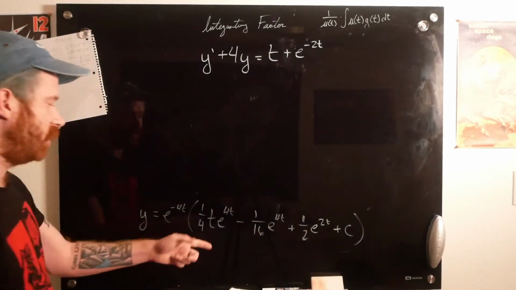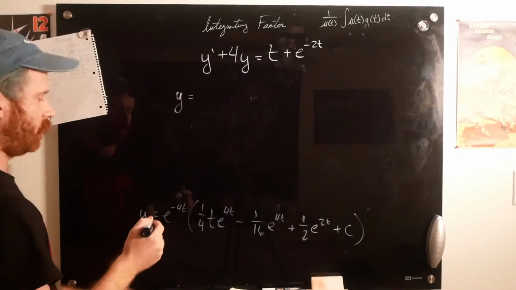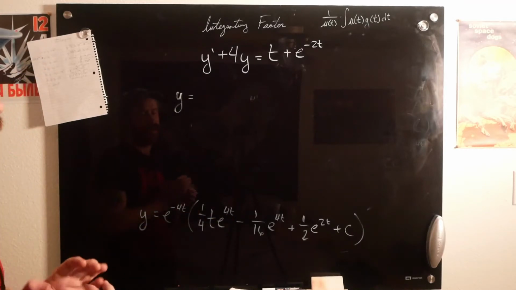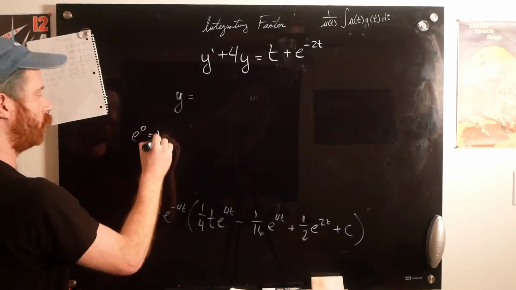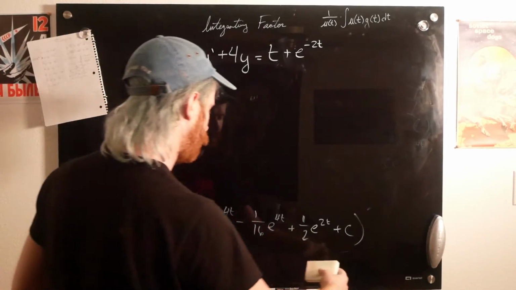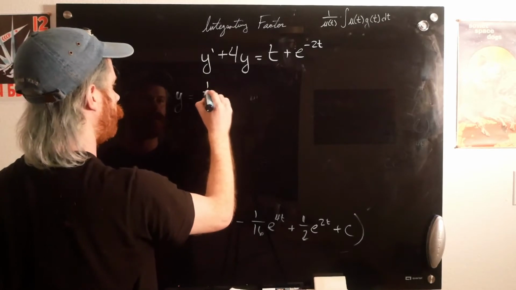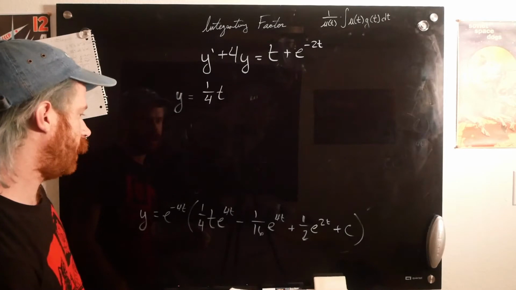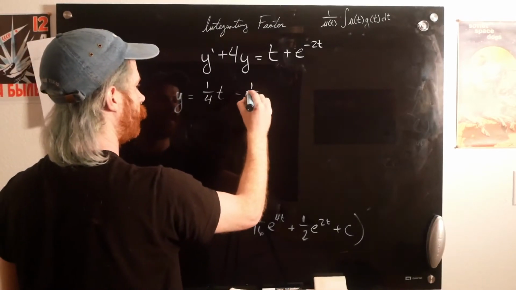So now let's distribute this e to the negative 4t, and we'll pretty much be done with this problem. So e to the negative 4t times e to the 4t, well, negative 4t plus 4t is going to be e to the 0 power, which just equals 1. So that whole thing is going to turn to 1. So you'll have 1 times 1 over 4t. And then you'll have e to the 4t minus 1 over 16 e to the 4t. So that's going to be negative 1 over 16 for the same reason.